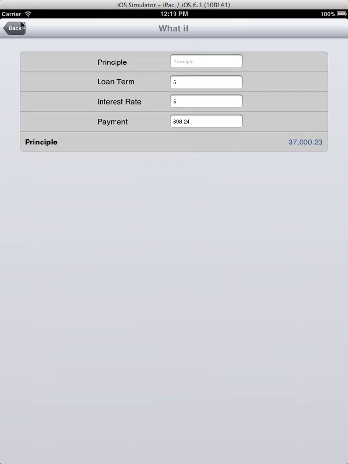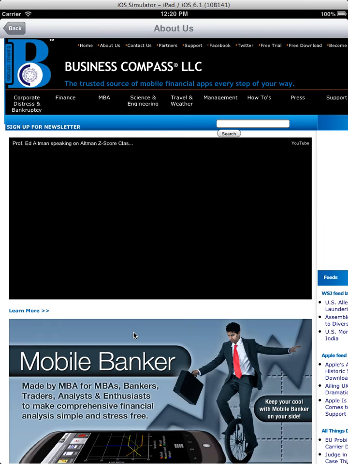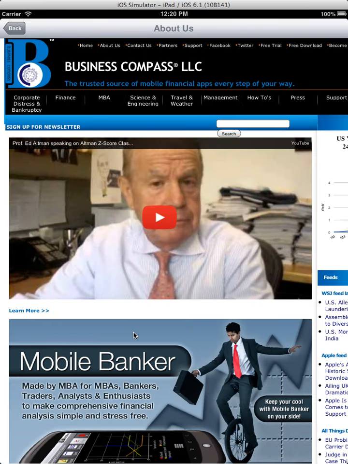Okay, so now going back to the main menu, this application analyzes a lot of home finance related calculations and performs a lot of analysis valuable to the home buyer. I hope you find this application to be useful, and please join us at Business Compass LLC to learn more about this. Thank you very much.